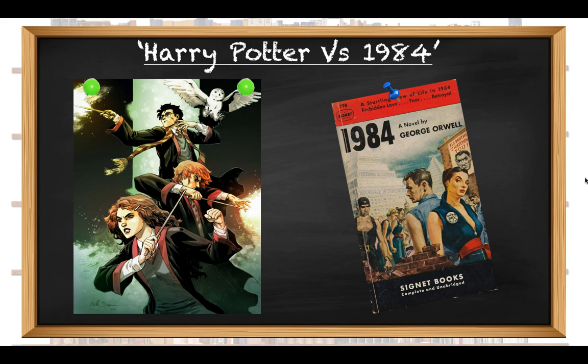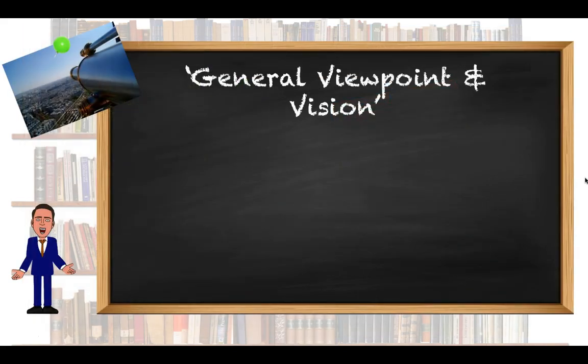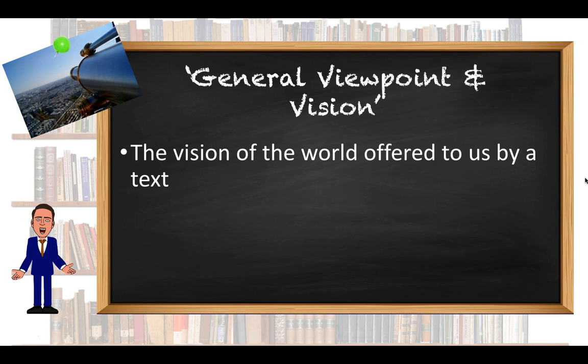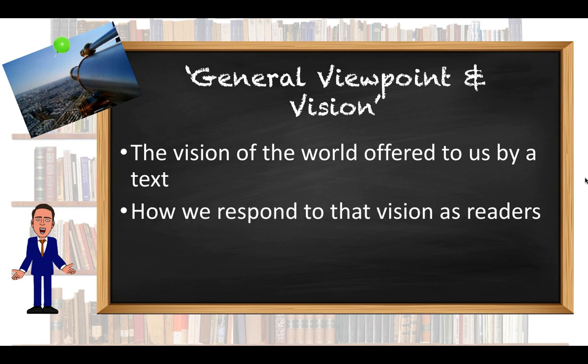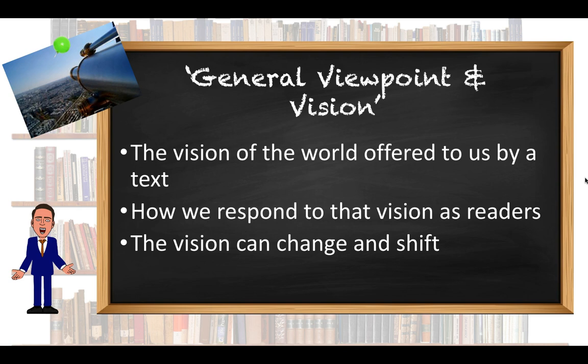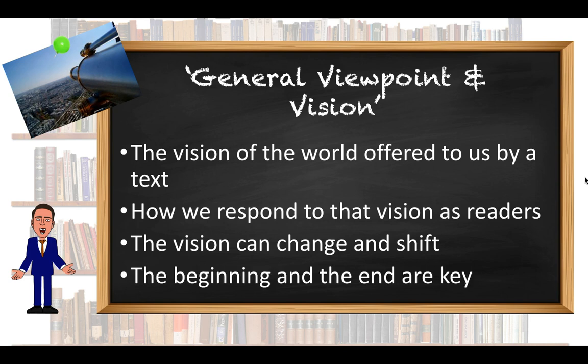In this video, we've seen that general vision and viewpoint is the vision of the world offered to us by a text, and how we readers respond to it. We've seen that texts are never all one thing, and the vision and the viewpoint can change and shift over the course of a text.